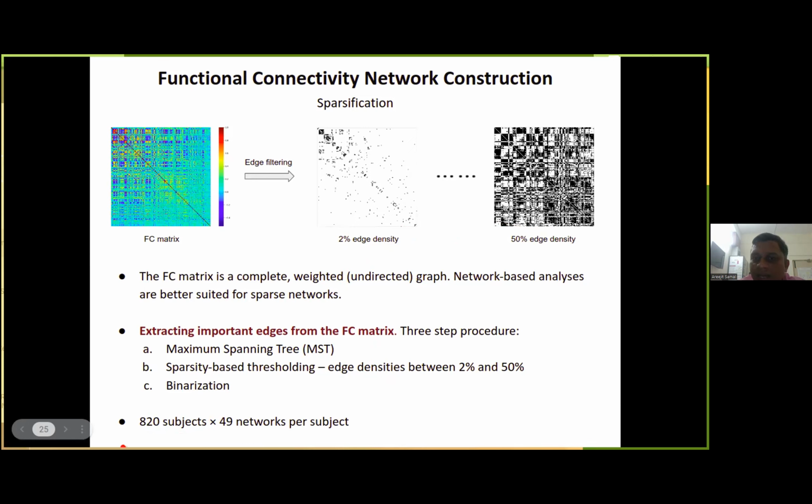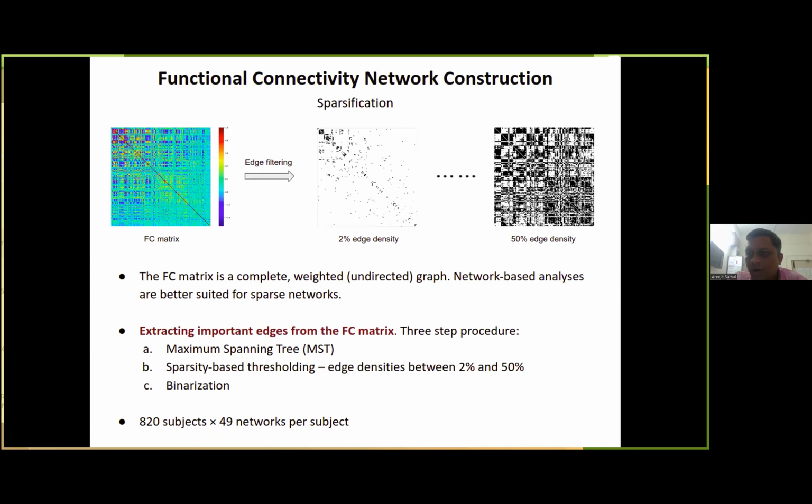Since we had 820 subjects, and edge density starting from 2% to 50% for each threshold, we have all these networks to analyze. One of the things we want to see is whether any property that we see at a certain threshold is consistent across different edge densities, so that you are sure that this is not a fluke that you got at a certain edge density.